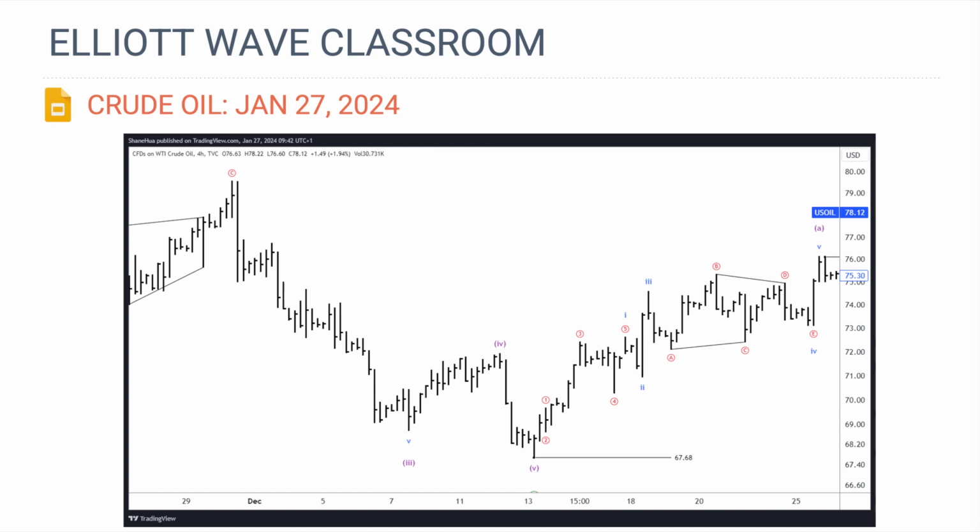The termination point of the wave 4 with triangle pattern is in wave E, and it didn't end in the price territory of the wave 1. Yes, I have seen many Elliott Wave analysts not understand this, so luckily you do understand it.